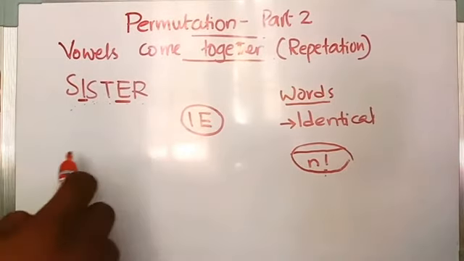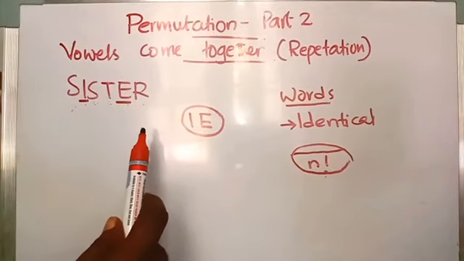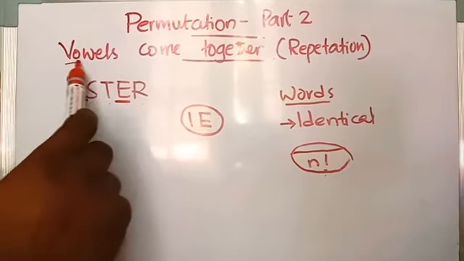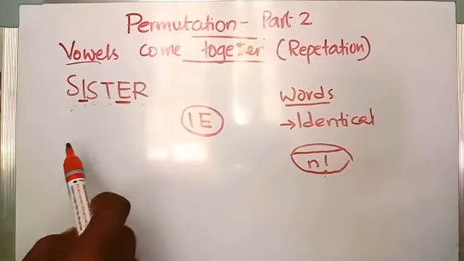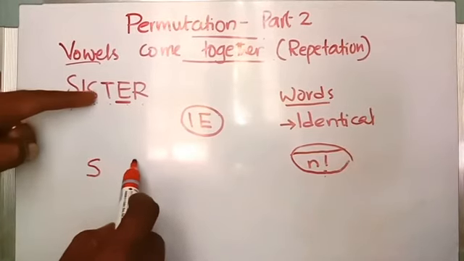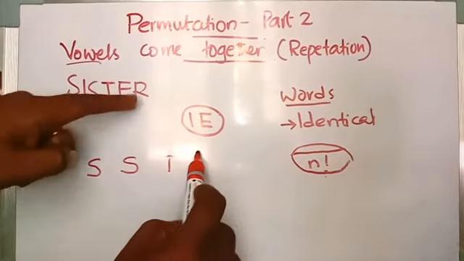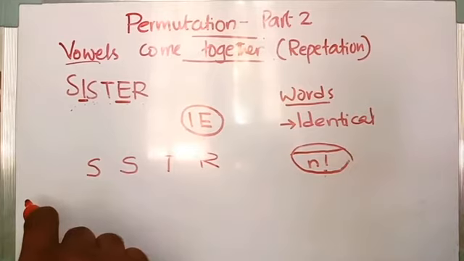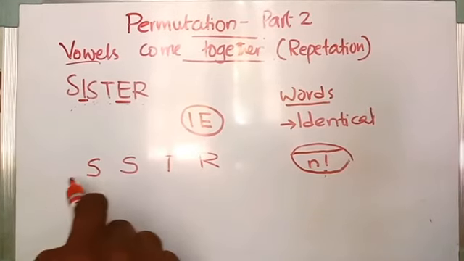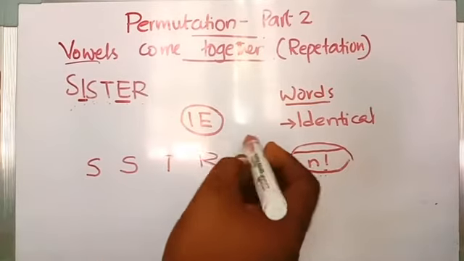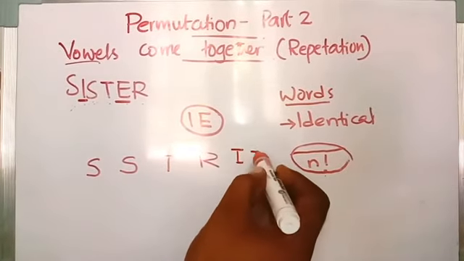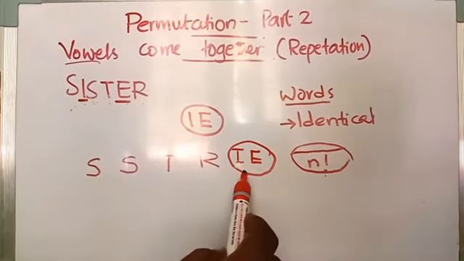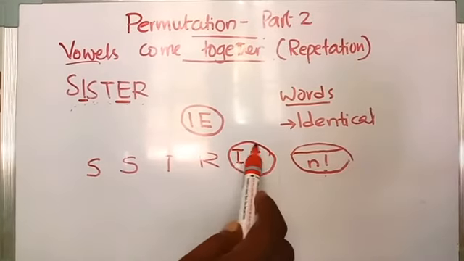Okay, so let's arrange consonants first. In this situation, we have to arrange the others first. Others stands for, this question is about vowels, so arrange consonants first. Which consonants do we have? S, S, T, R. Arrange them first. Now we have I and E as the vowels. I and E come together, so let's make it as one group now.